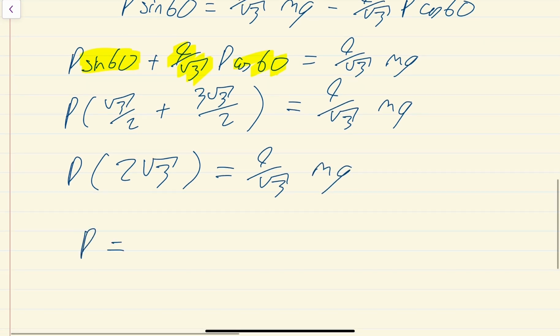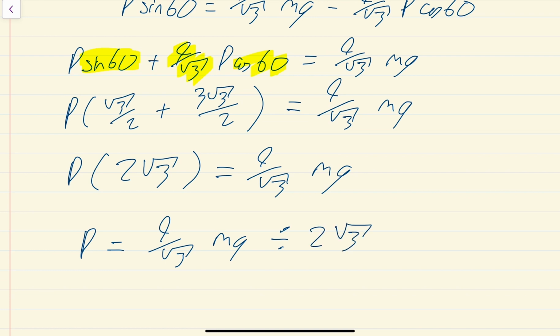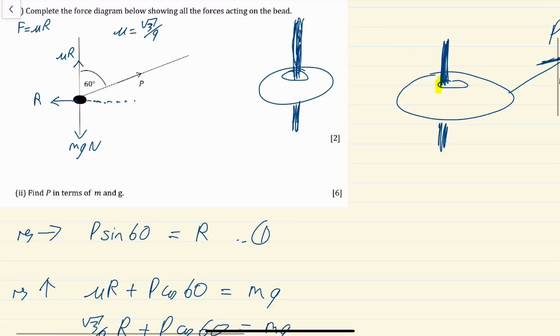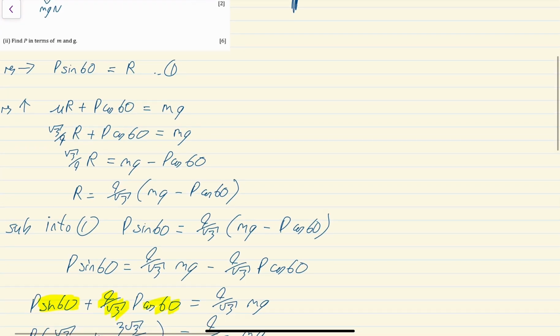And I think we will leave our answer in terms of m and g. So that's just going to be 9/√3 mg, and then divided by 2√3. So let's just do that. What I'm doing here is 9 divided by √3, and then do that whole thing divided by 2√3. And what I got was P was equal to 3/2 mg. And hopefully that is what we're looking for. Let me just check. Find P in terms of m and g. That is it.